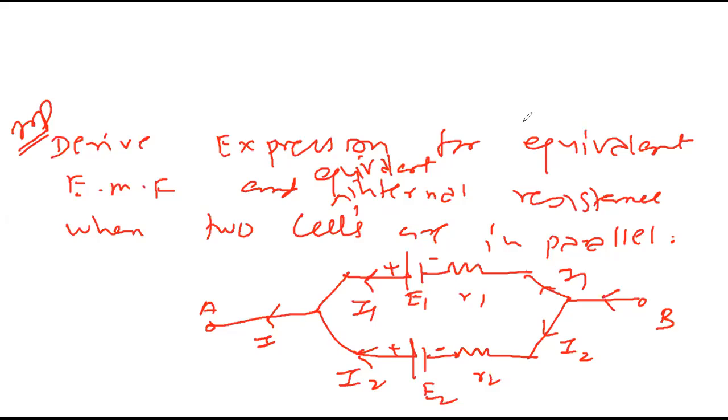Is the first cell giving the current I1 or taking the current I1? Giving the current. From positive it is starting, therefore it is called giving. In the same way the second one is also giving.